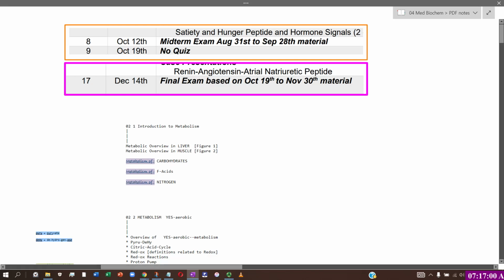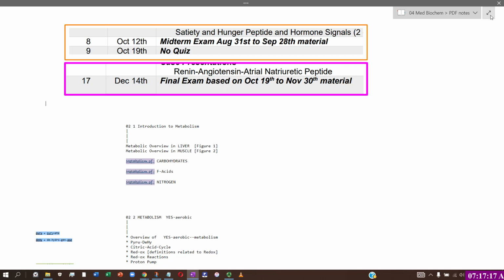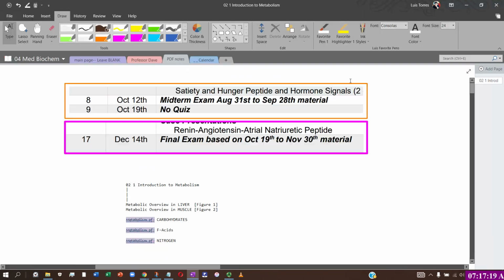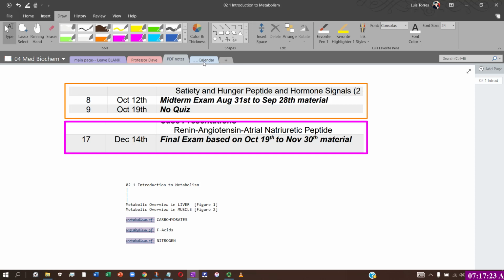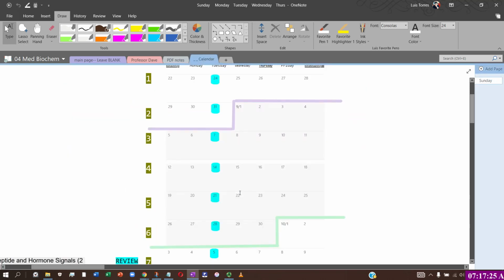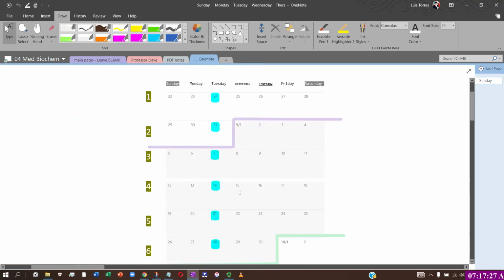The midterm that takes place on October 12th will cover the material from August 31st to the 28th, and then the final is based on the remainder of the material. It's evident from the syllabus that it is not cumulative.